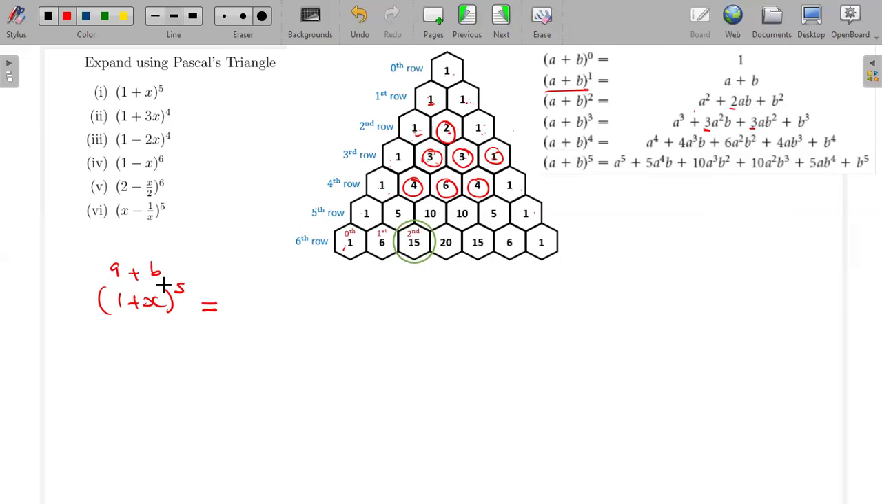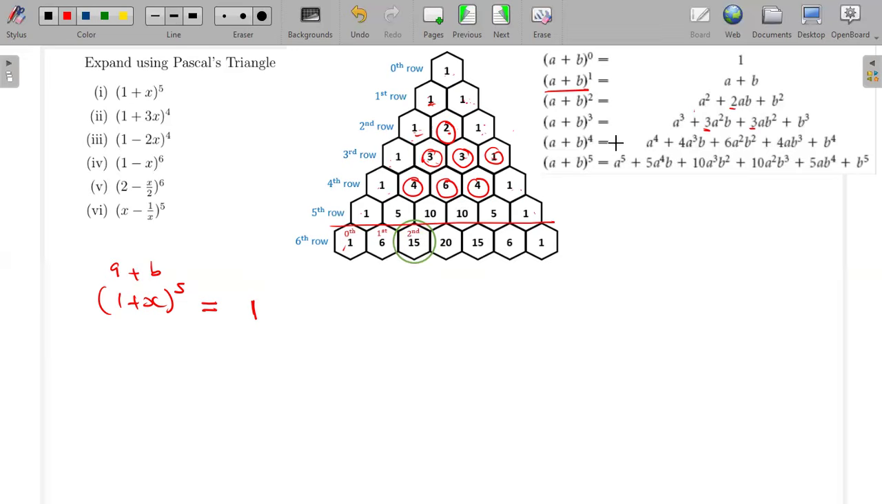And so we're going to the power of what? The power of 5. So in our case, we already have it here, that is row 5, to the power of 5. So the first binomial coefficient is going to be 1. So I write my 1 there. And then what do I do next?